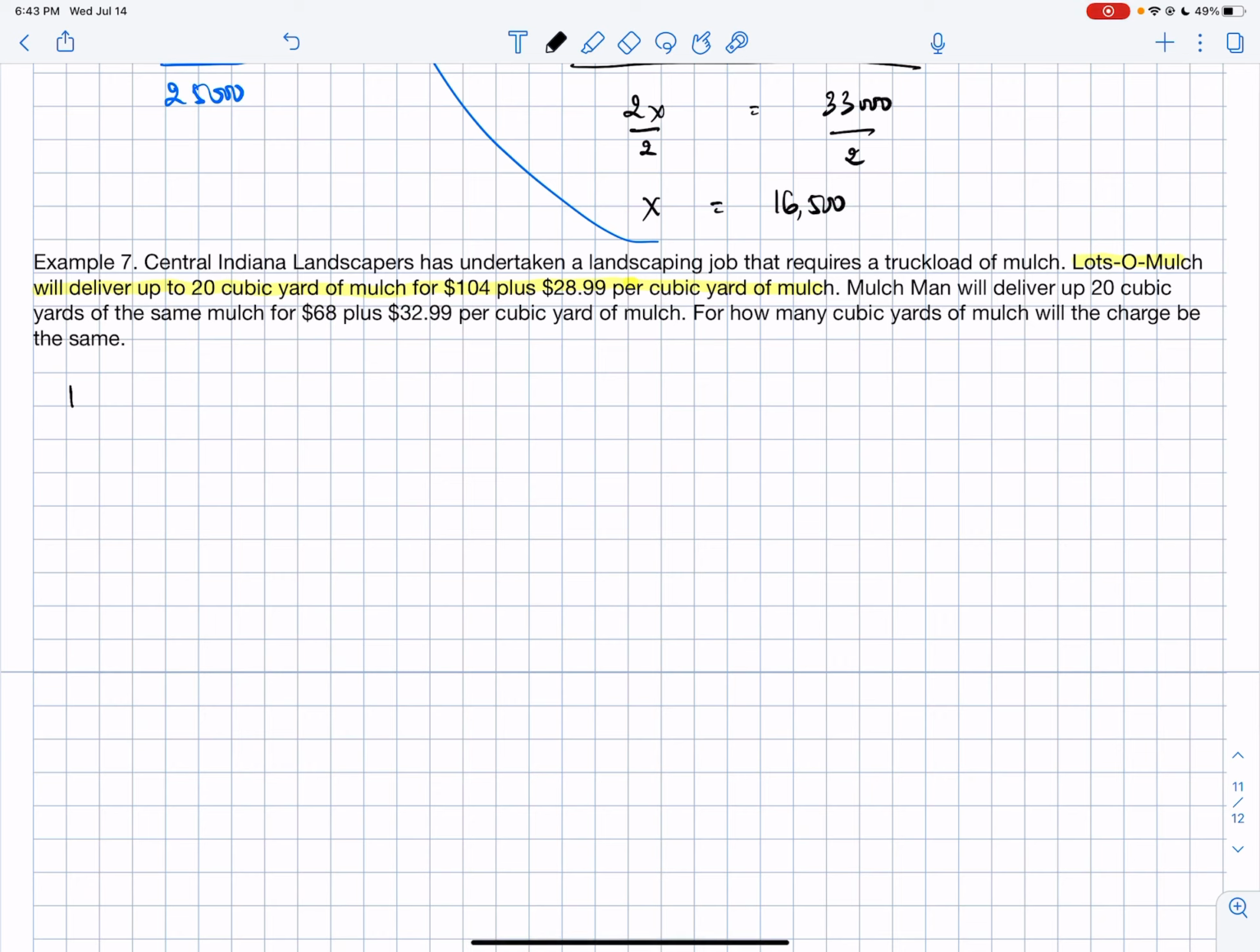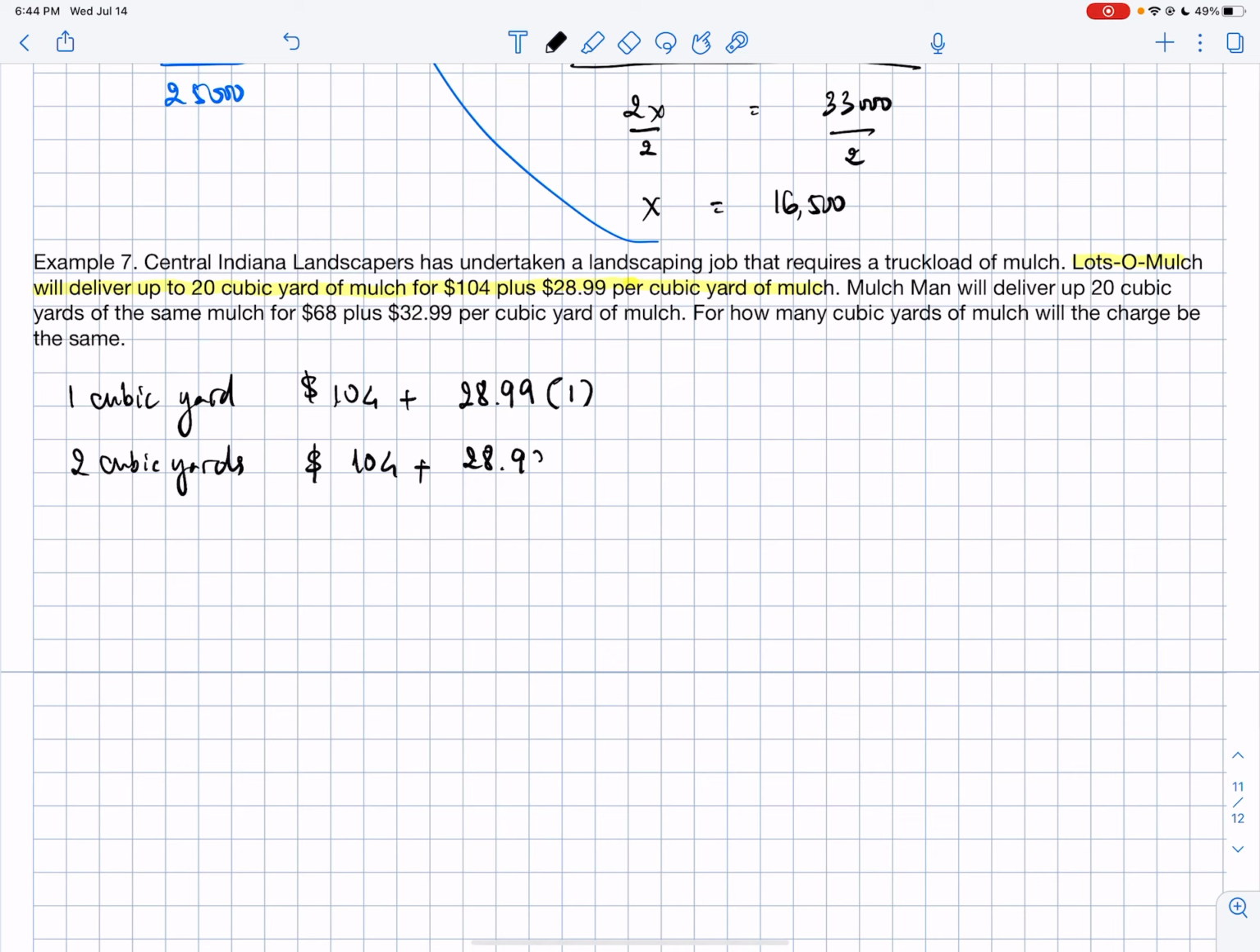1 cubic yard, then the cost for that company is $104, and because they charge $28.99 for 1 cubic yard, we multiply by 1. If there are 2 cubic yards, then the charge will be 104 plus $28.99 for 1 cubic yard, but we have 2, so multiply by 2.